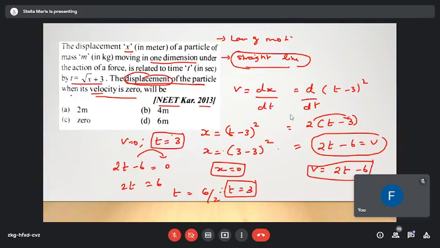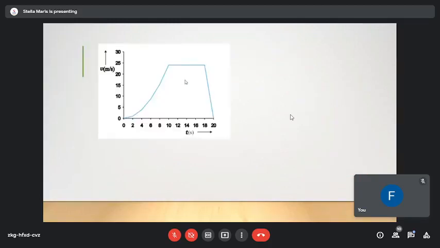X is equal to what? 0. Okay, so which option is that? C. So displacement of the particle is 0. Okay, so you're clear with this sum? Yes, sir. Okay, so we'll move to the next concept.